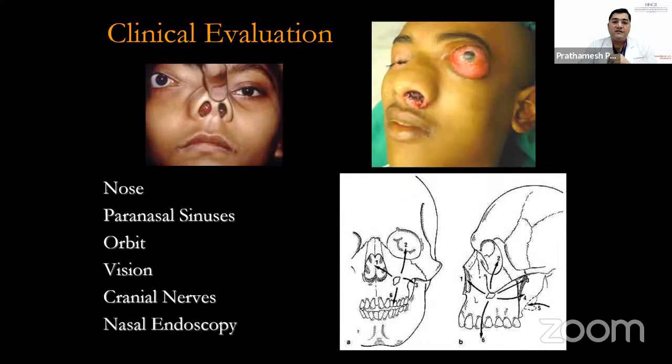So clinical evaluation is sacrosanct. You cannot avoid this. And if you do not document carefully, you will create problems for your patient. So we will look at the nose and paranasal sinuses, and often we forget the orbit. So you get subtle signs where the orbit might be involved clinically and radiology doesn't show it. And you might operate this patient and leave behind tumor. Look at the vision, which is very important, document it.